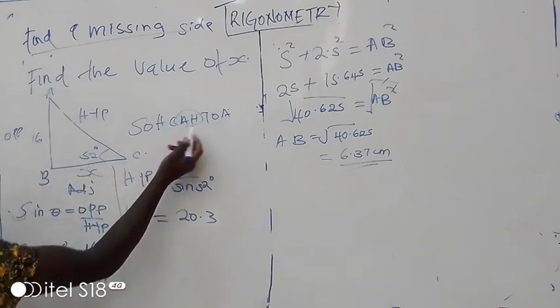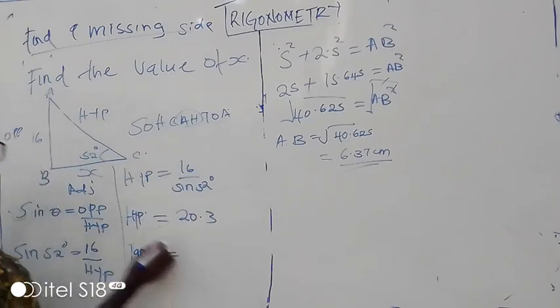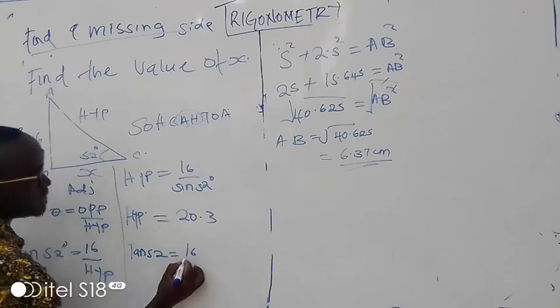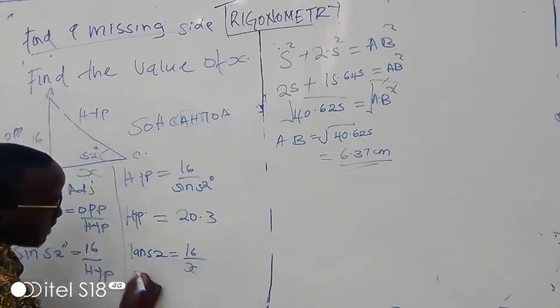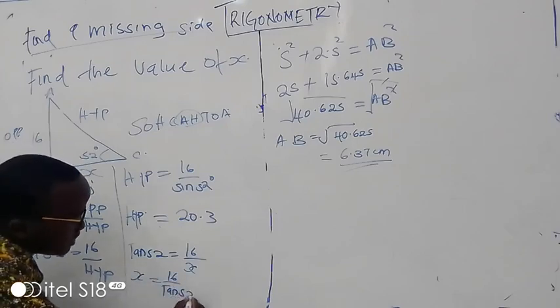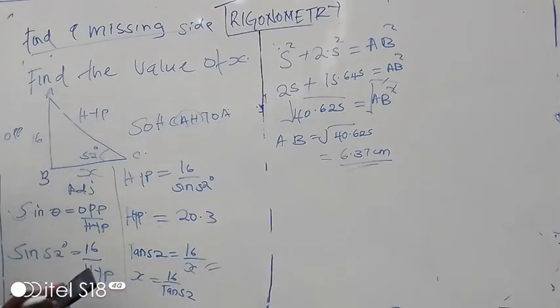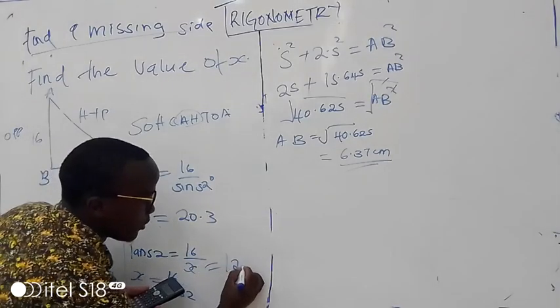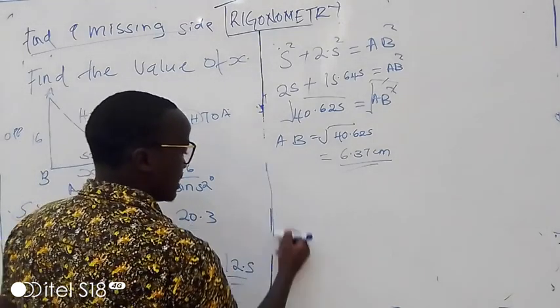So you can come, opposite over adjacent: tan 52 is equal to opposite, which is 16, over x. So our x will be 16 divided by tan 52. So x, which is equal to tan 52, then 16 divided by answer, is 12.5. But still, you can use this other method here.